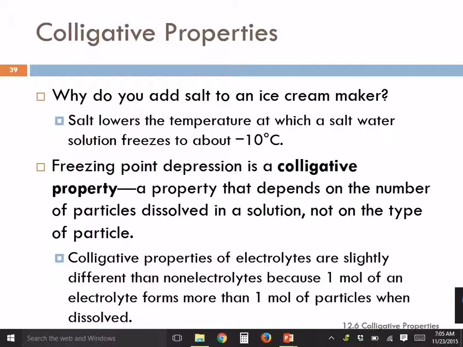Ice melts at 0 degrees Celsius. If you put salt in it, it'll melt at about -10 degrees Celsius. That's significantly colder. That's a property called freezing point depression, and that's what's known as a colligative property.